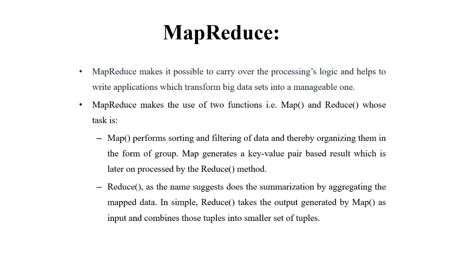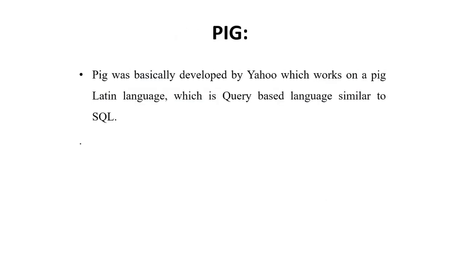So simply, map will generate a key value pair as output. That key value pair output will be taken as input in the reduce method, and the reduce method will work on that. That is called the MapReduce pair. And the next one is Pig.